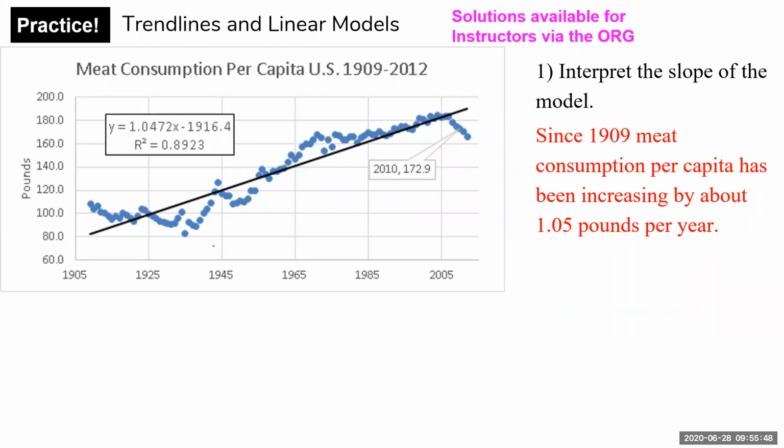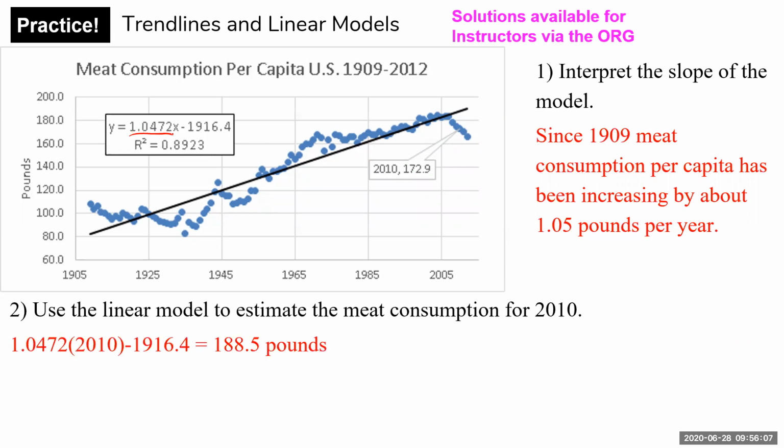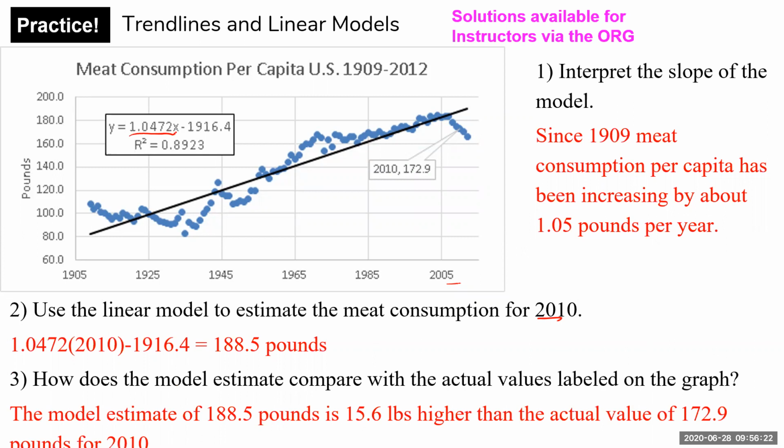Okay, so if you're asked to interpret the slope, it has been given right there, and you interpret the slope as that. Since 1909, meat consumption per capita has been increasing by about 1.05 pounds per year, okay? And you want to use the linear model to estimate the meat consumption for 2010. Because you have the actual years on your x, you plug in 2010 into that equation for your x, and you find that, okay?